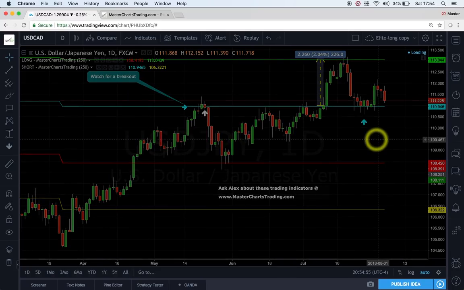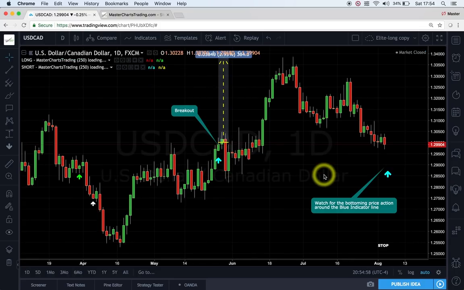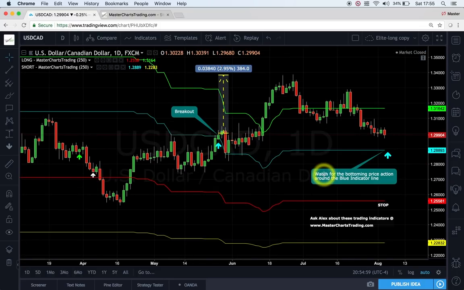Alright, US dollar, Canadian dollar. Could be approaching a good place to look for a buying opportunity around the blue line.